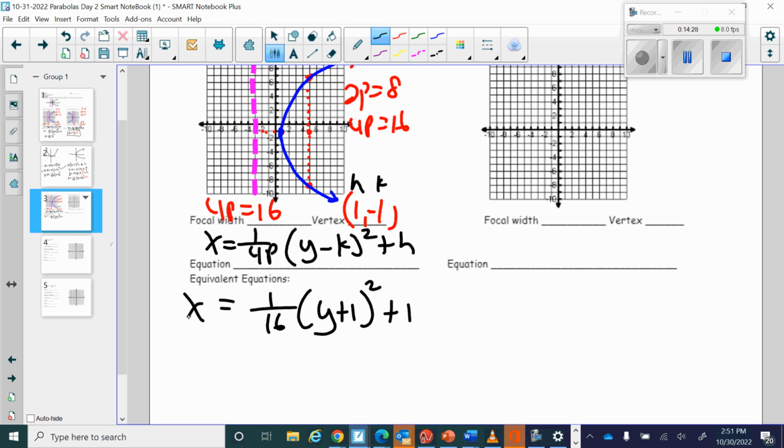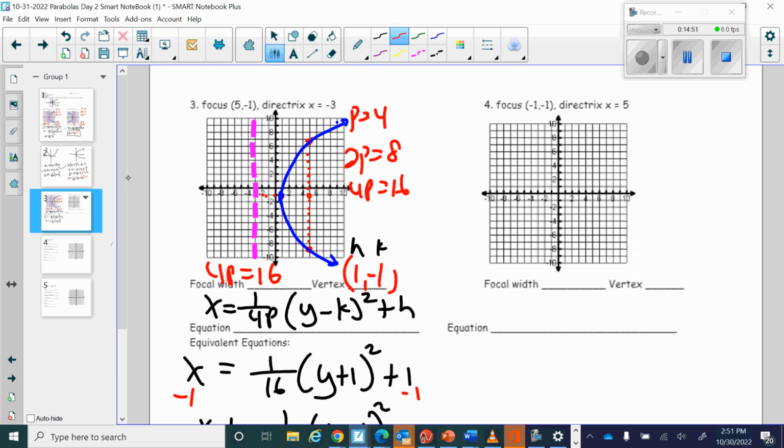It says equivalent equations. I guess we can minus 1 on both sides, and that gives me x minus 1 is equal to 1 over 16 times y plus 1 squared. All right? So I minus 1 on both sides. That's the equivalent equation. Good. All right.